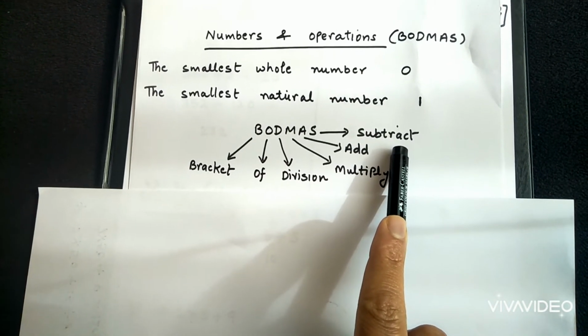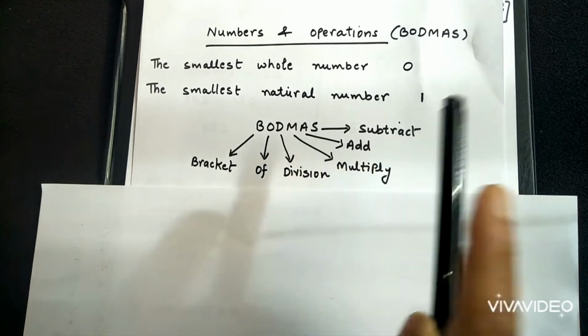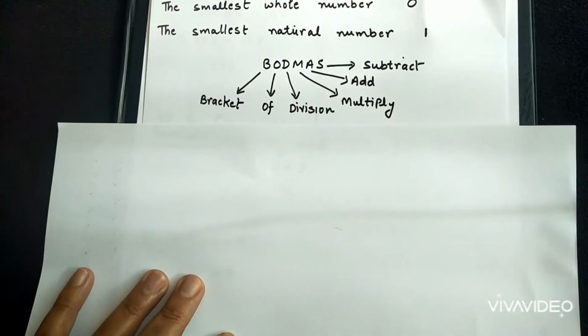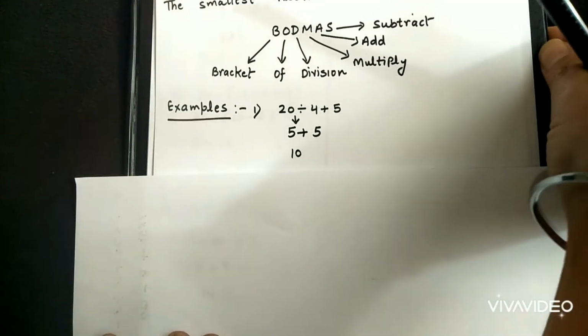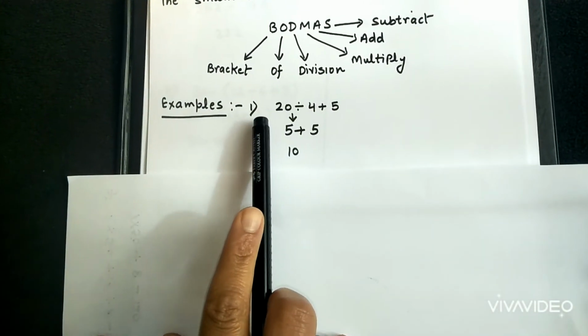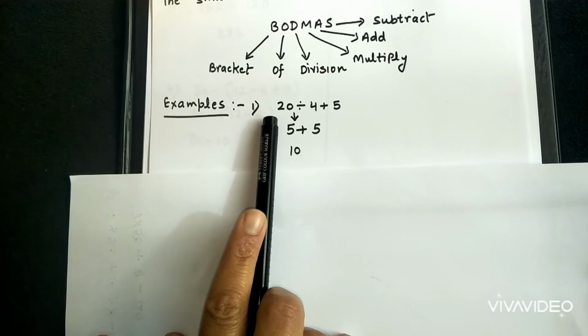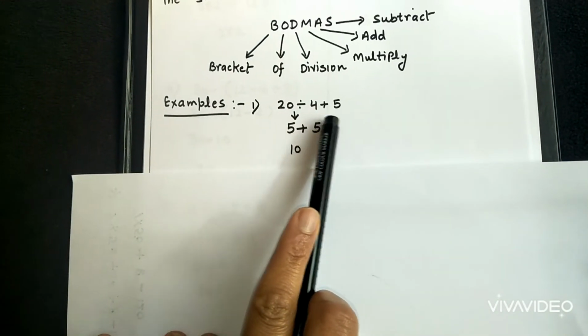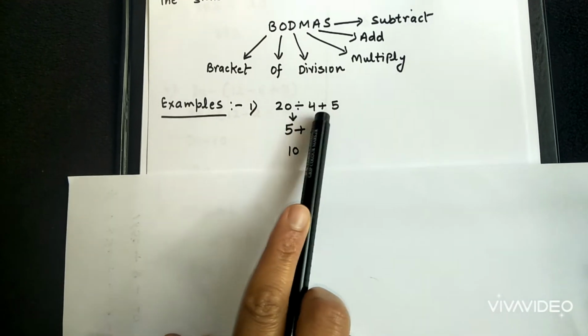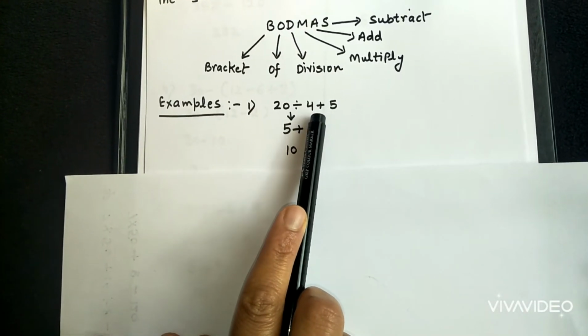I'll explain you with a few examples how they're going to work. First of all, I use some basic examples. In my first example, I have taken 20 divided by 4 plus 5. In this we have two operations, division and addition.